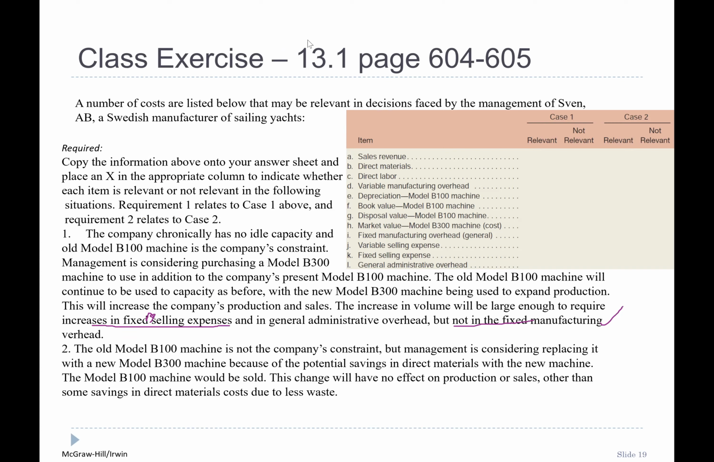Let me clear this all here. Second one. So the B100 machine would be sold. This change will have no effect on production or sales other than some saving in direct material cost due to less waste. So scenario 2, you are replacing the B100 with B300. Only potential saving is the direct material. There is no production going to be increased, no sales is going to be increased.